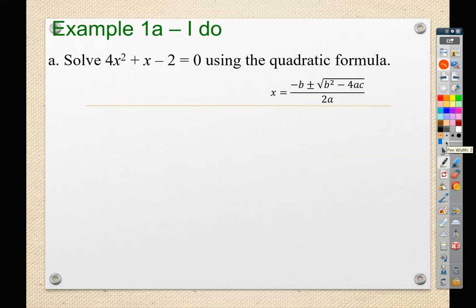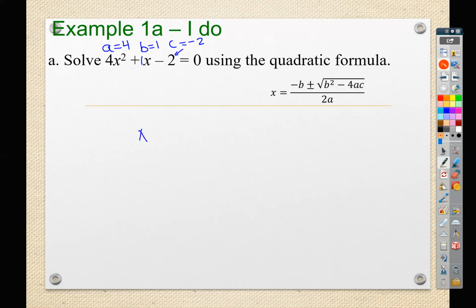So number one, solve 4x squared plus 2x minus 2 equals 0 using the quadratic formula. They already have given you the equation in standard form. So our a is going to be 4, our b is going to be 1 because it's assumed to be right there, and our c is this negative 2. So I'm going to use all those in this quadratic formula.